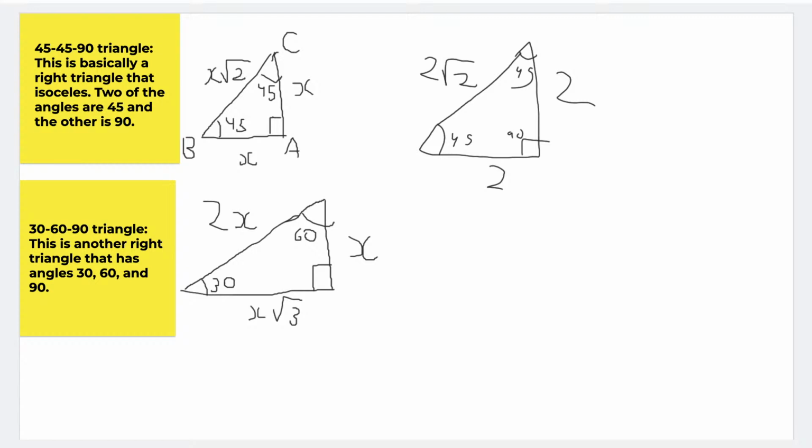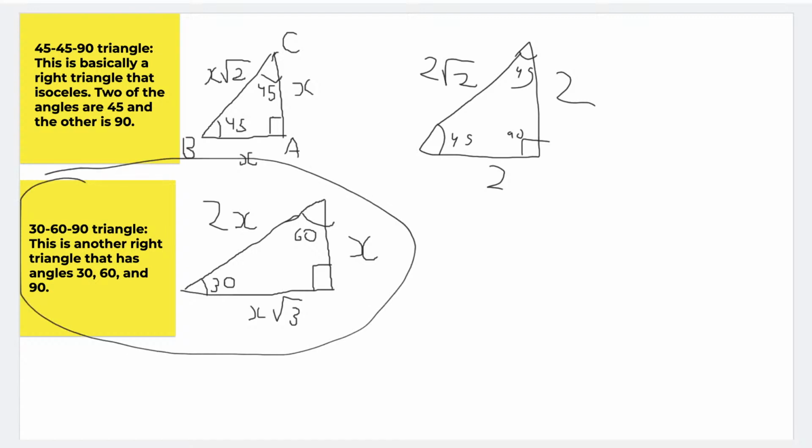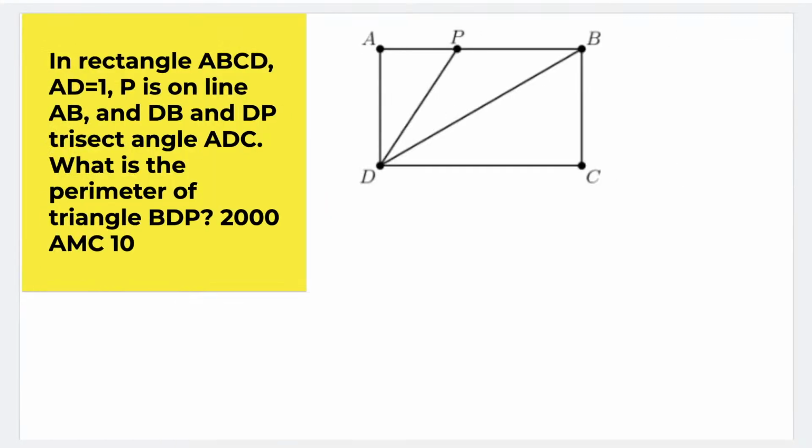I would really recommend memorizing this one, because the 45-45-90 triangle, you can find out in the exam without knowing that it's just x times square root of 2. But on an exam, it's very hard to find out the 30-60-90 relationship, which is why I recommend memorizing that. So we're going to solve a problem which is pretty hard if you don't know the relationship between the sides of 30-60-90 triangles.